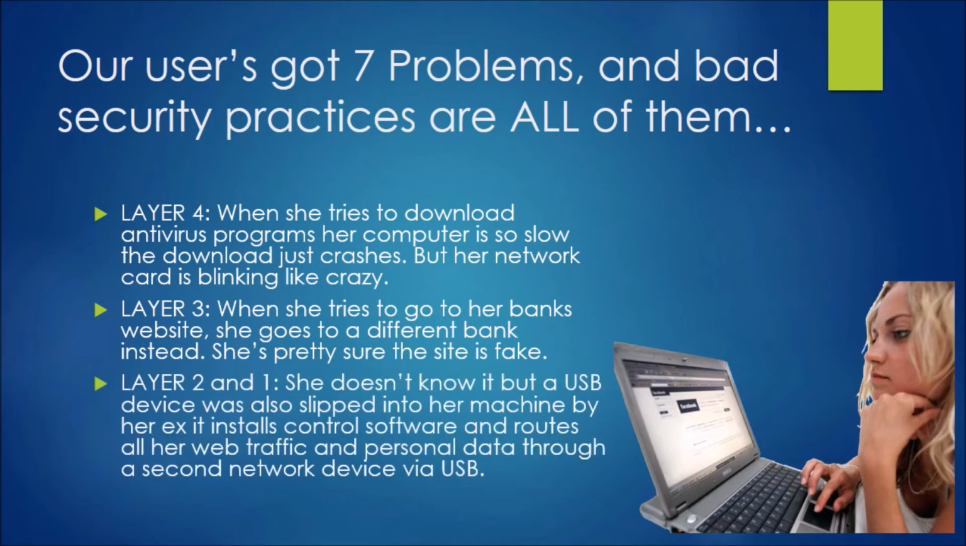And while she doesn't know it yet, there is a USB device on the side of her machine that was slipped into it by her ex. It installs control software and routes all of her web traffic and personal data through a second network device via USB. This represents a vulnerability of the layer 2 and layer 1 layers of the OSI model.